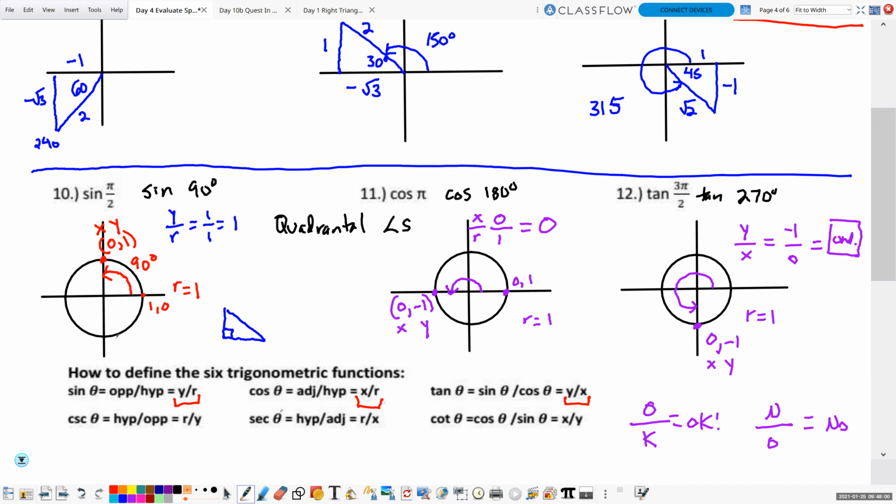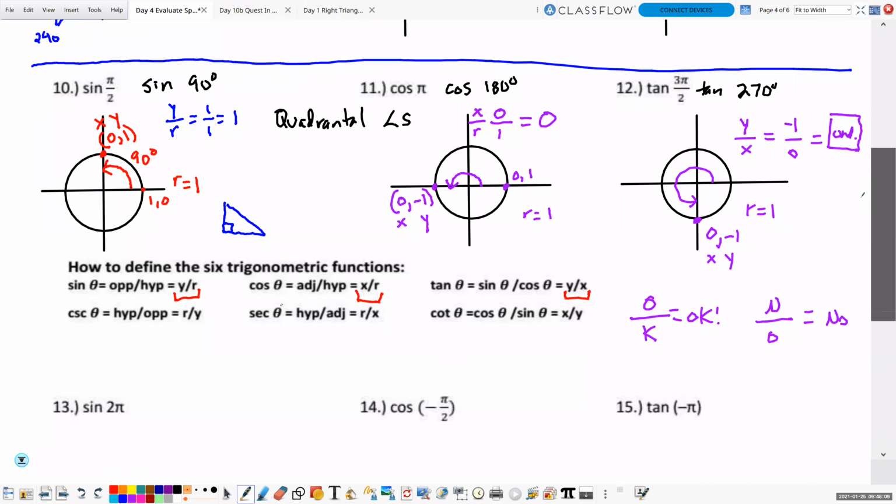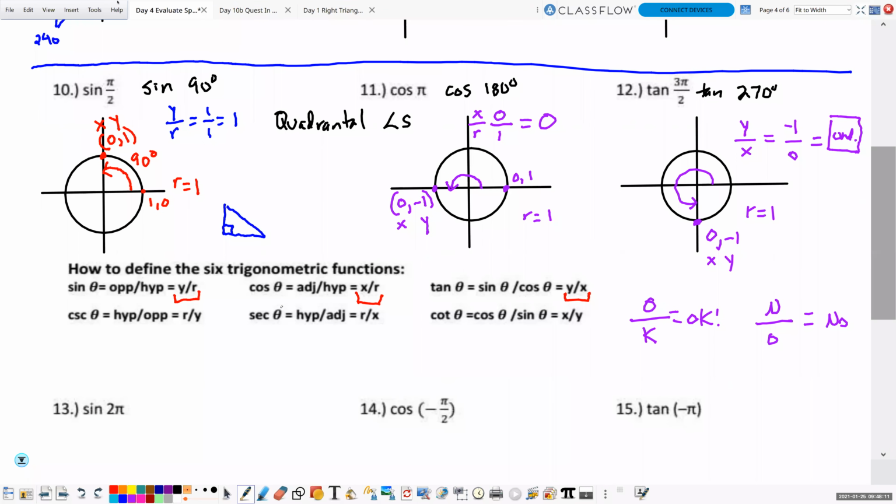Are there any questions on these 3 quadrantals? If you are good on 10, 11, 12, go ahead and do 13, 14, 15. I'll give you like a 1-minute head start, and then I will start working on them.